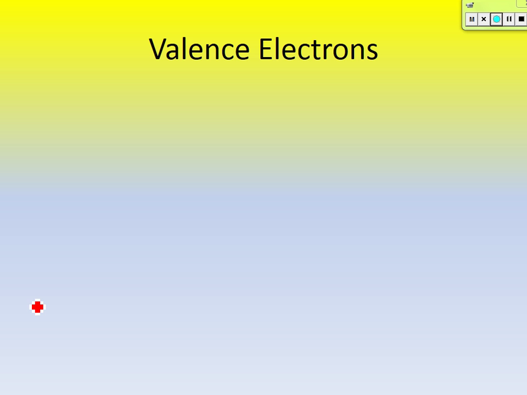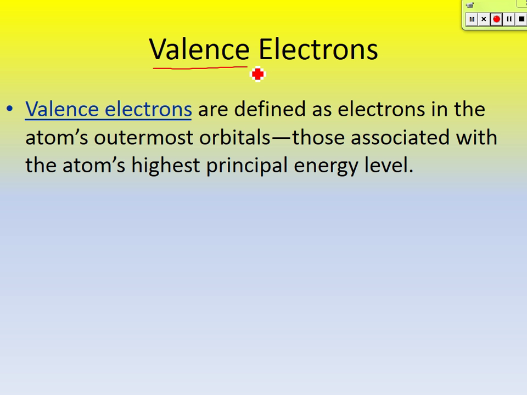We're going to talk today about valence electrons. Valence electrons are very important, and like I said, we're going to be talking about them for the rest of the year. So, you have to write down the definition for valence electrons. So here it is. Valence electrons are defined as the electrons in the atom's outermost orbitals. So they're the very farthest away from the nucleus, and they're those associated with the atom's highest principal energy level.